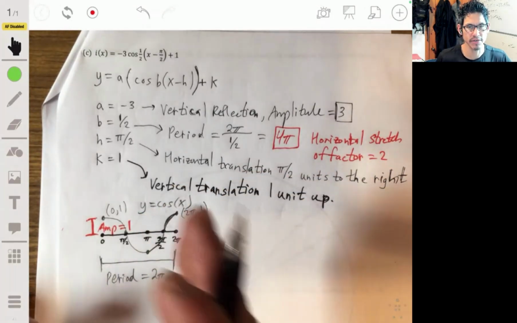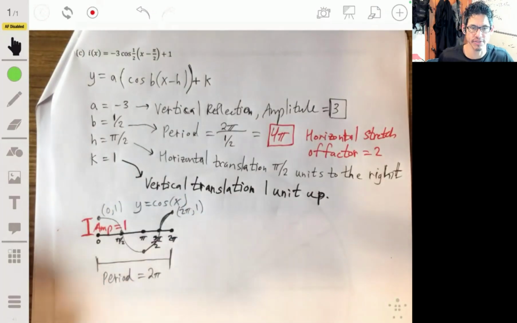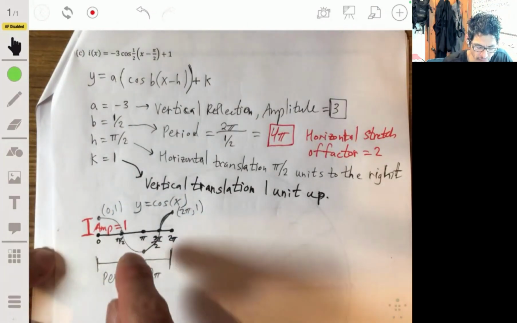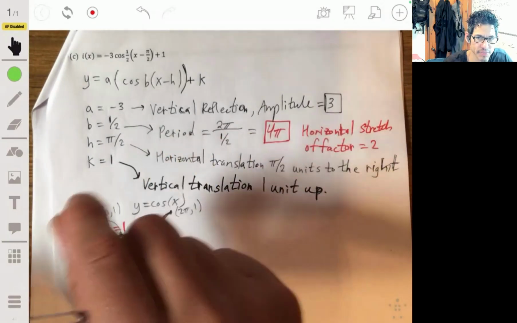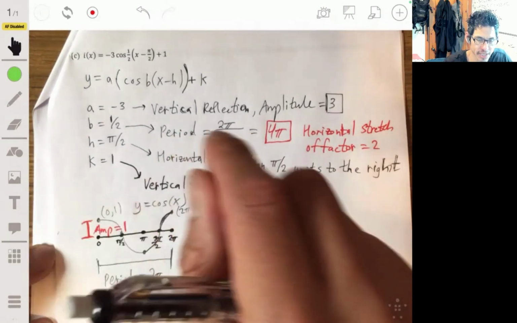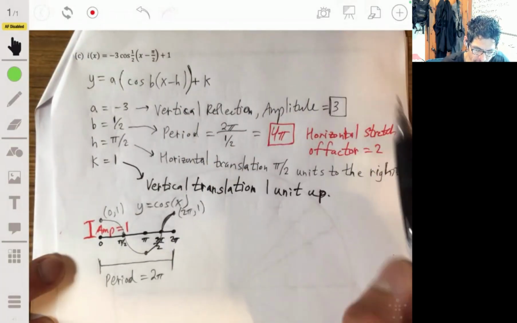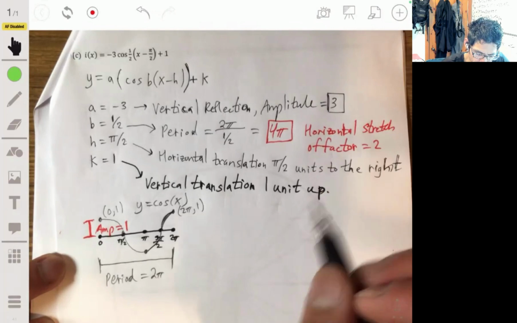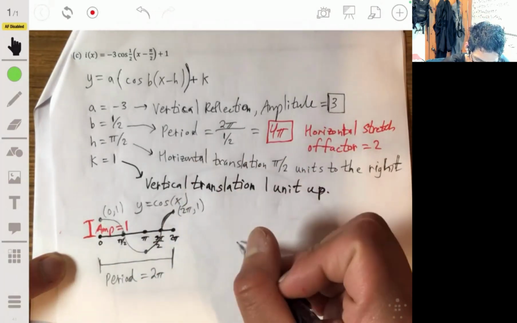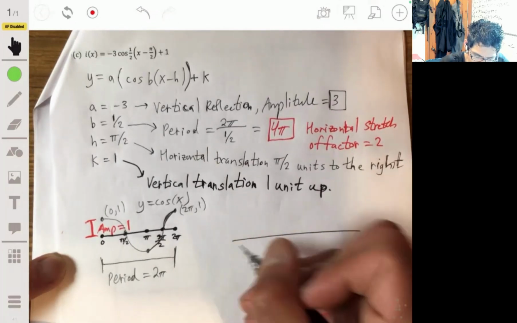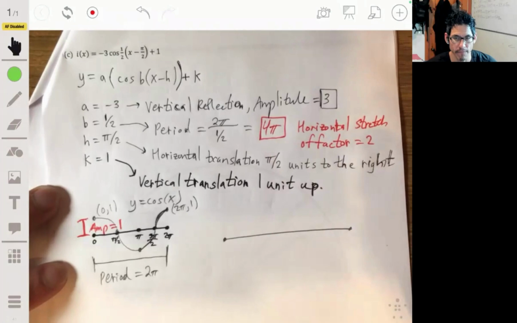Now you can plug and chug 5 values into this equation and calculate it, and you'll be fine as long as you do all the work correctly. But you can also just visualize and mentally picture what's going on and draw a sketch of what would happen if you did these transformations to it. So first, let's look at the period. The period is going to be twice as long.